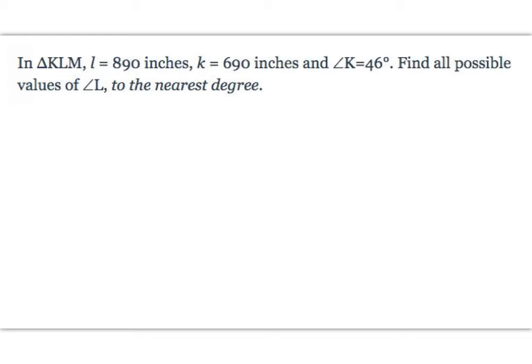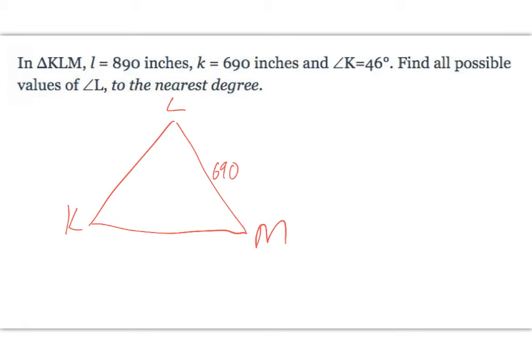We also have to be able to use this in order to figure out what we could have as actual values for things. So let's take a look at that now. So we've got KLM, and we're told that K is 690 and that angle K is 46. I can already see we've got an opposite pair, so we're in good shape. And that L is 890. I should see a warning flag go off here. I've got an SSA relationship. This is a case that we might have more than one value. But let's kind of set this thing up.